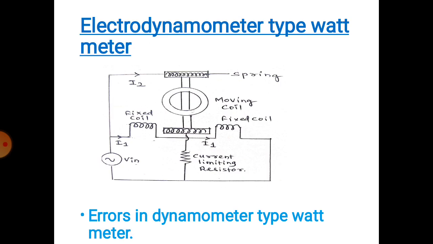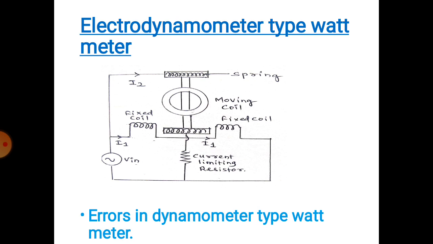So now we are going to discuss electrodynamometer type wattmeter. The figure shows the schematic of electrodynamometer type wattmeter. It consists of a moving coil, a fixed coil, and a current limiting resistor. The moving coil is connected in series with resistor. The two fixed coils are connected in parallel with each other. The moving coil is placed between two halves of the fixed coils.